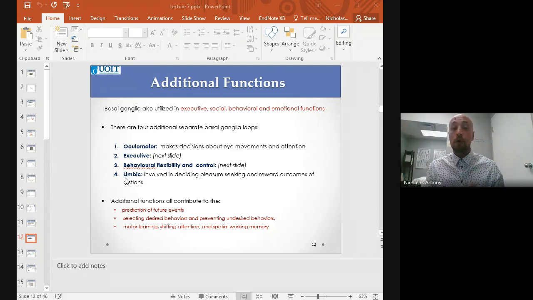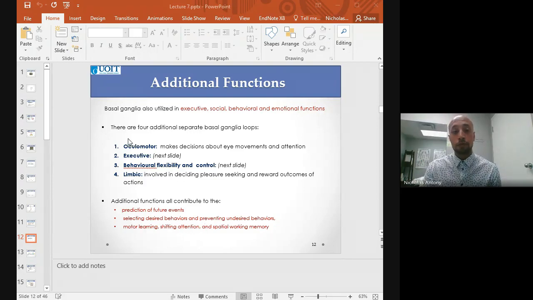Okay? So all in all, the overall function of the basal ganglia isn't just for movement, it's to predict future events by looking at inputs, right? Not that it's a brain, but through neurotransmitters, it's regulating. It selects desires and behaviors, preventing undesired behaviors, and it's involved in motor learning, shifting attention, and spatial working memory.